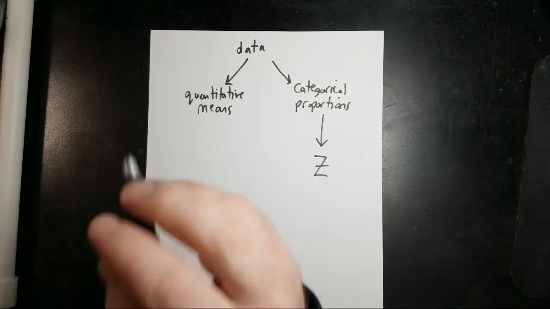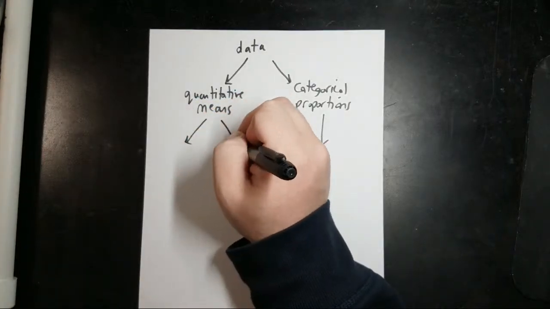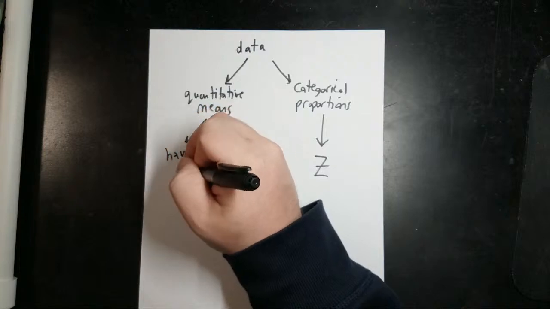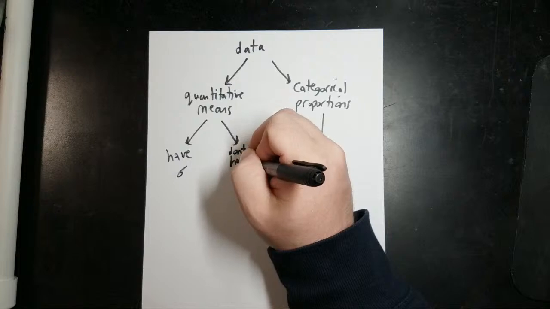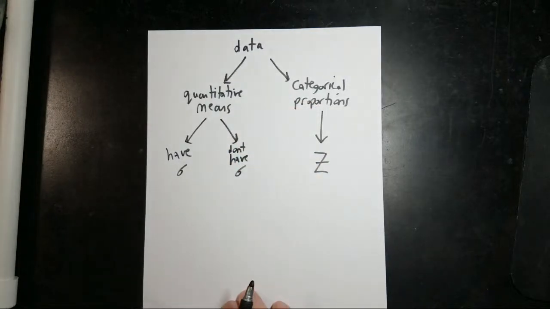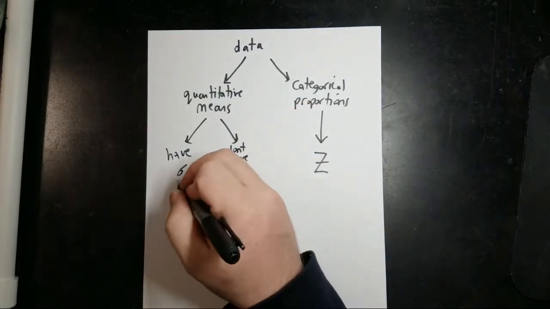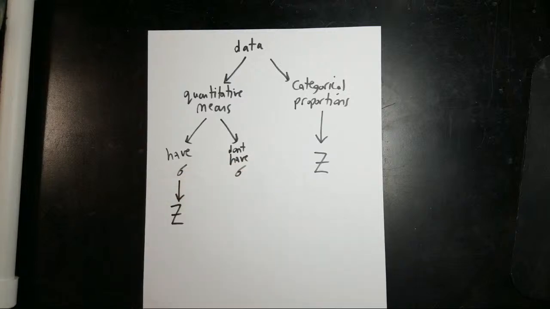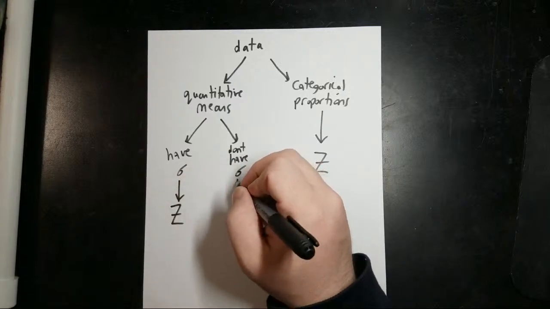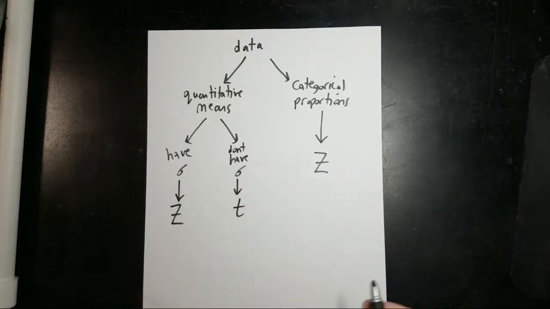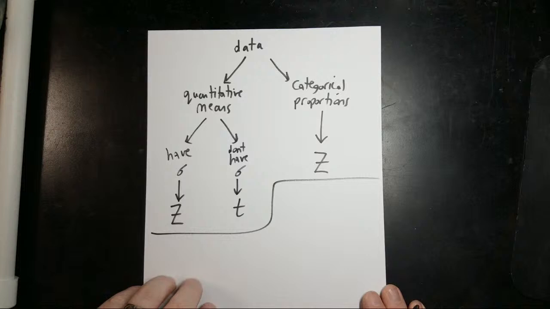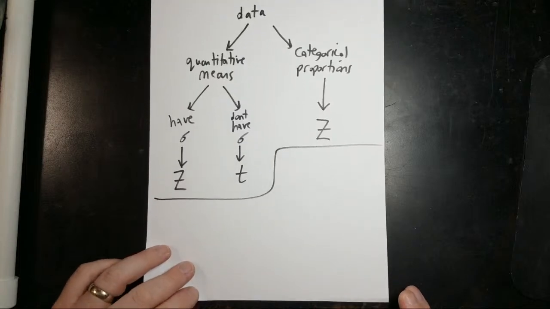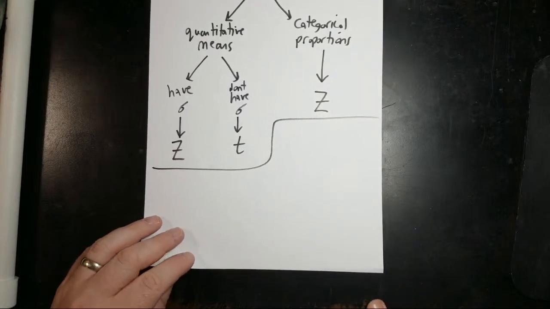You're doing Z. For quantitative, it depended on whether or not you have the population standard deviation. If you have the population standard deviation, you would be doing Z. If you don't have the population standard deviation, you'd be doing T. This is the main distinction between the two.